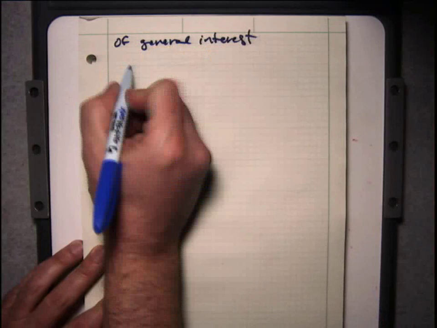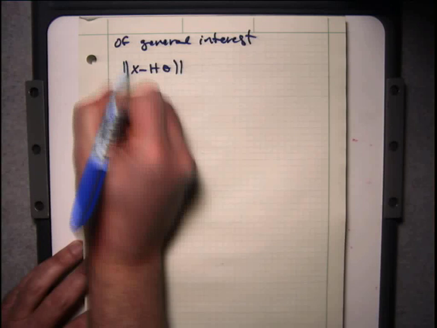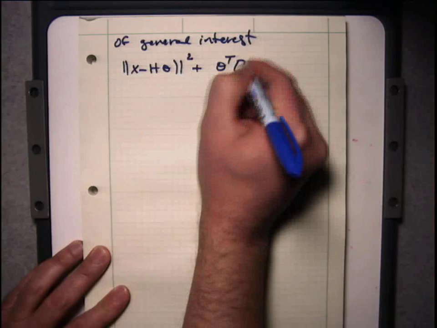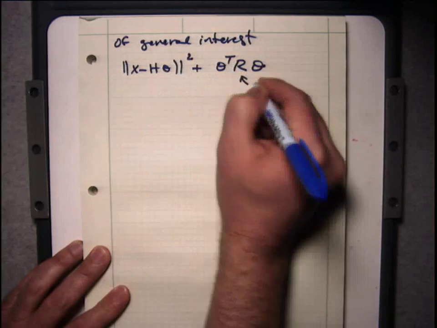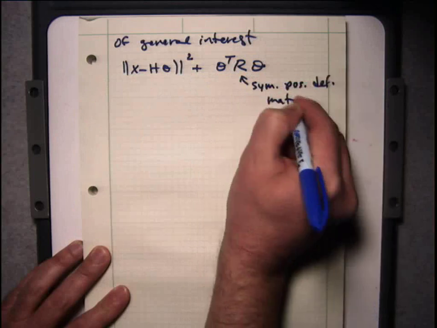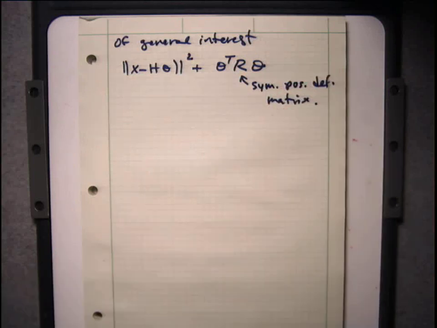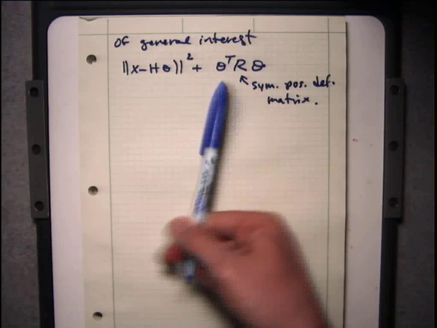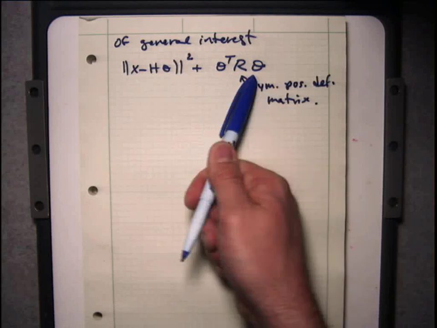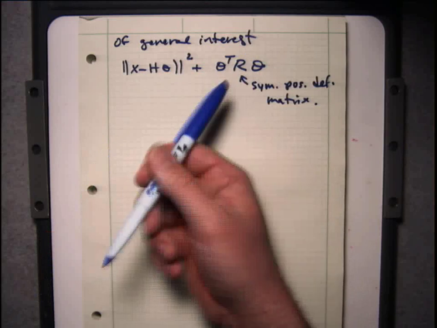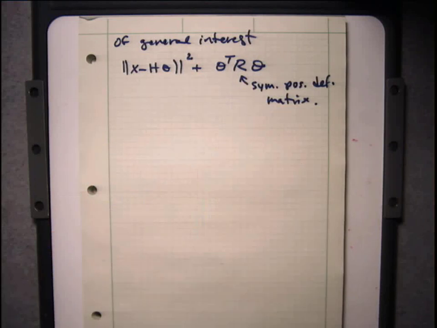Is to minimize x minus h theta norm squared plus, say, theta transpose r theta, where this r is simply a symmetric positive definite matrix. Okay, so what this does is if you let r be identity, then this penalty term penalizes the magnitude of theta. But if you let r be some other thing, then it penalizes some function of theta. Okay, that doesn't give equal weight to all the components.